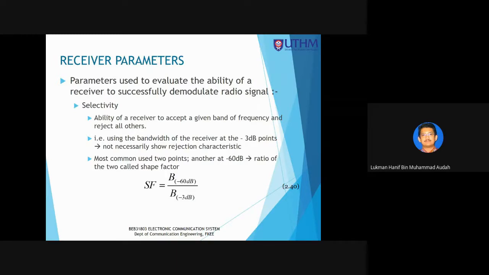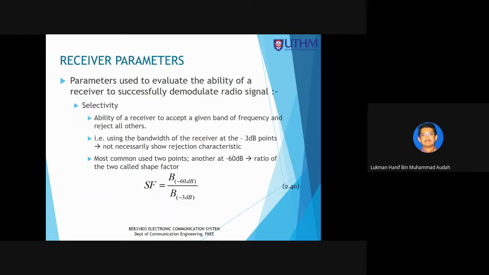Okay, so there are a few parameters that determine the performance of the receiver. The first part is what we call selectivity. Selectivity is the ability of the receiver to select the required frequencies and remove the unwanted frequencies. Why is it like that?